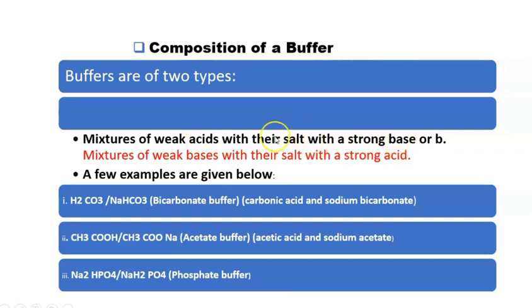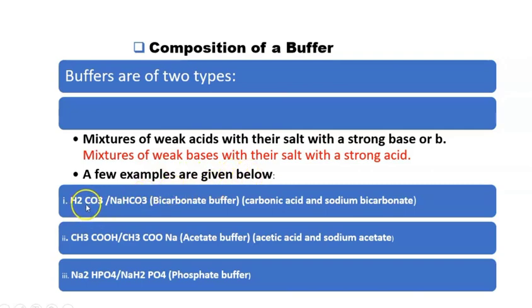And then 2, now, which is the B? A mixture of the weak base with the salt of the base and the strong acid. That is the second composition of a buffer. Now, to explain further, see the relevant examples.